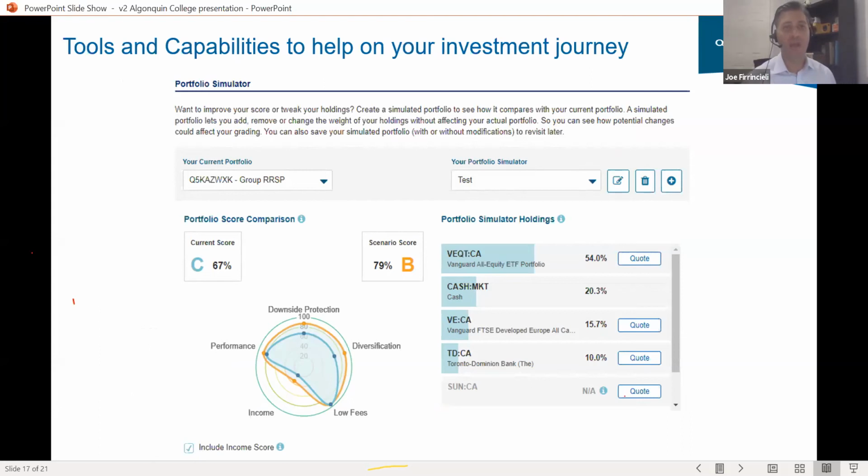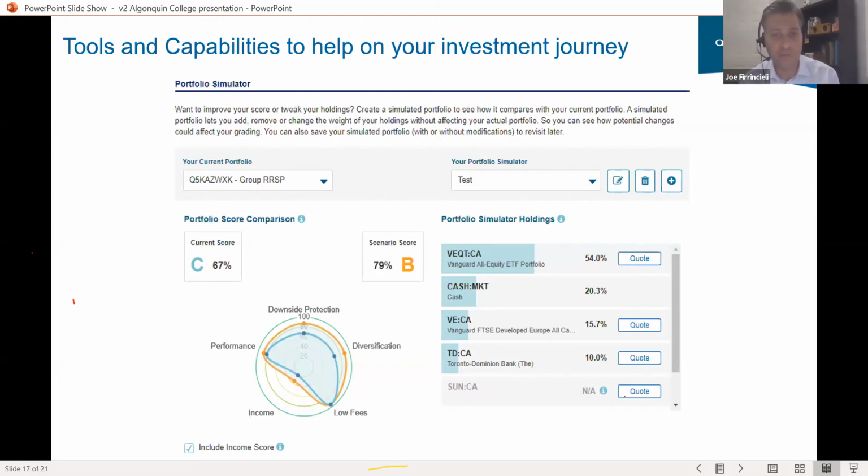Once you've actually put those together, you can then run that sample through a portfolio simulator, which basically just gives you a portfolio score of maybe the portfolio you had built already versus the new scenario, and then looks at 5 different dimensions if there is an income component: downside, diversification, income, as well as the fees, prices, and performance. And then you're able to instantly make that decision to either take a look at that portfolio, monitor it, make some revisions, add or subtract.